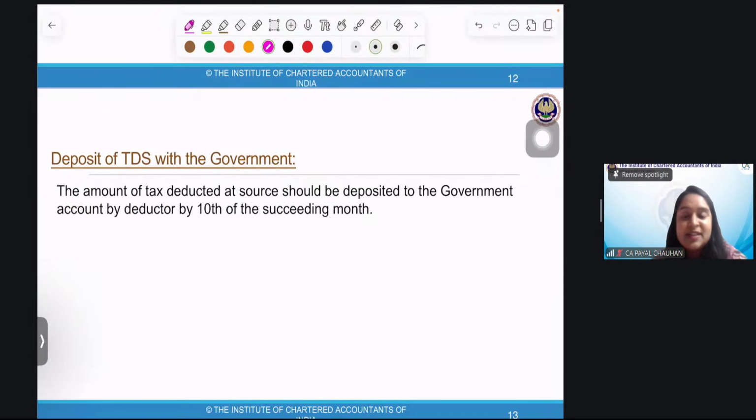Now, deposit with TDS. Okay. You people need to answer. I am not going to, right? Ma'am, please once again, standard rate of deduction in short.